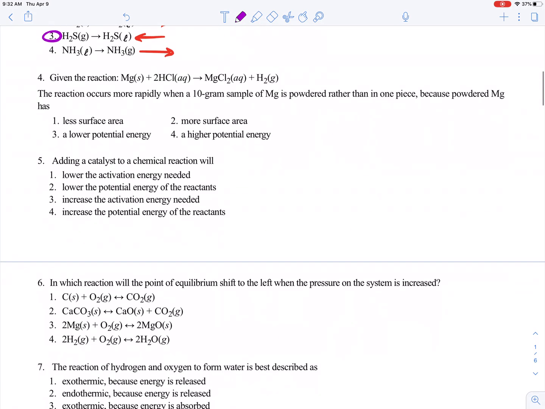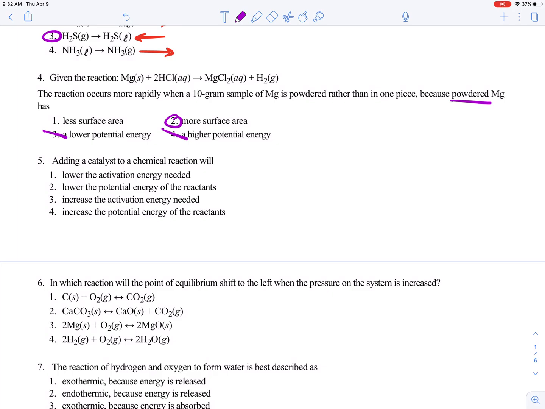Number 4, given this reaction, it occurs more rapidly when the 10-gram sample of magnesium is powdered rather than in one piece, because powdered magnesium has... Anytime you're talking about a solid chunk versus a powder, you're talking about surface area. A powder has more surface area than one chunk of a substance.